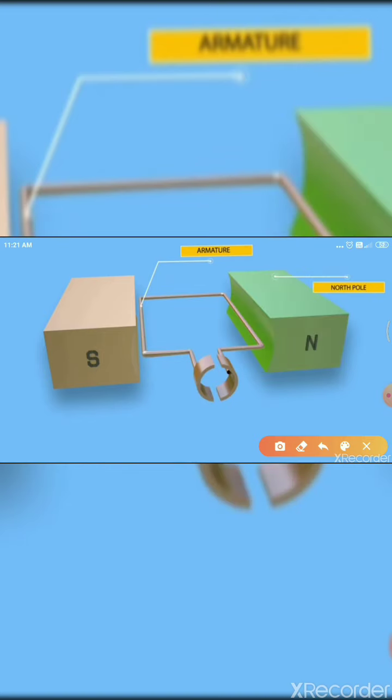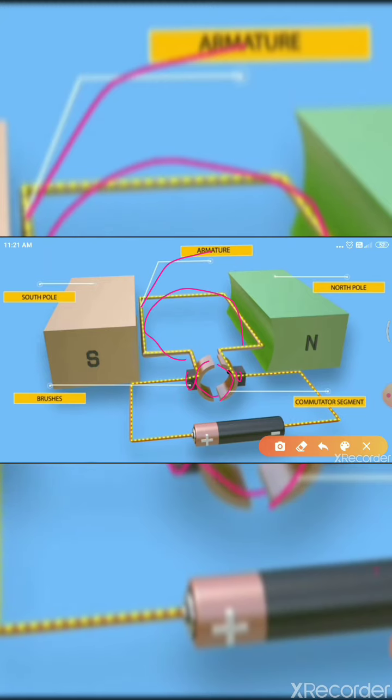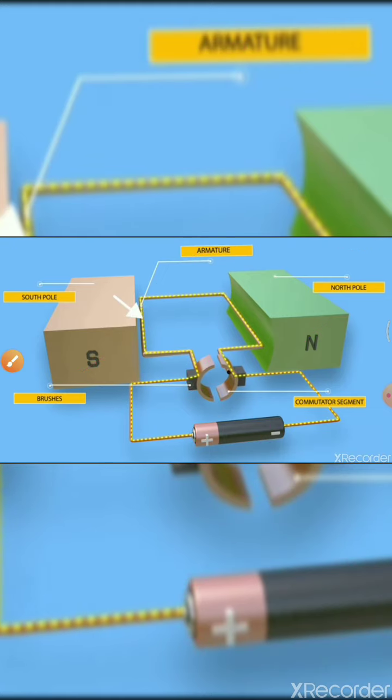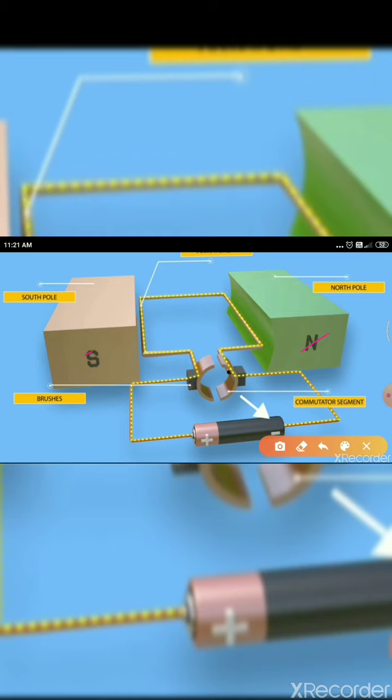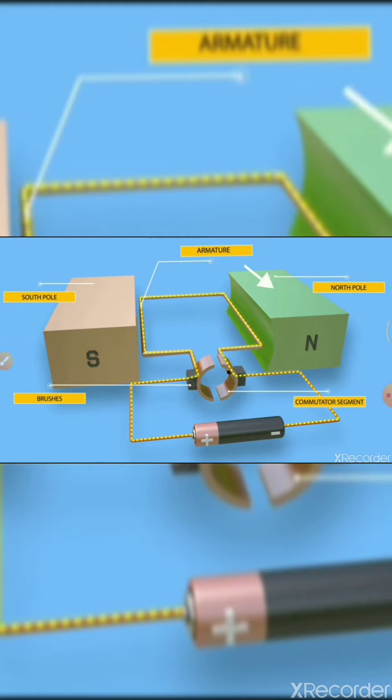Construction is as discussed earlier. It consists of the main part, the armature, that is nothing but your conductor. The conductor has a commutator part along with brushes, and then a battery is connected to it. This conductor is placed in a magnetic field. The north and south magnets are going to produce the magnetic field. This arrangement is as shown.